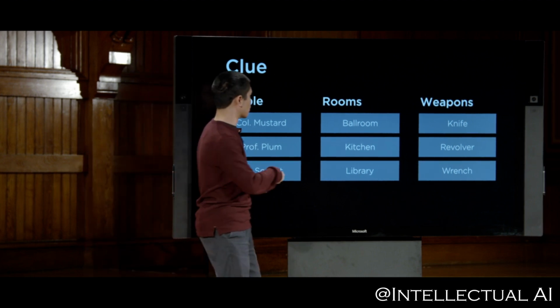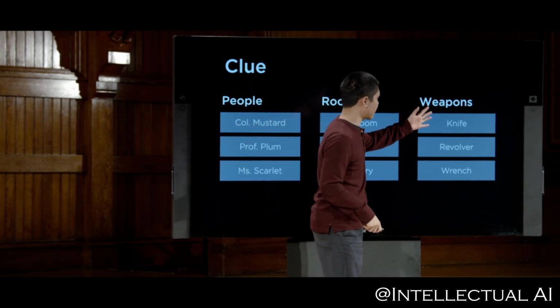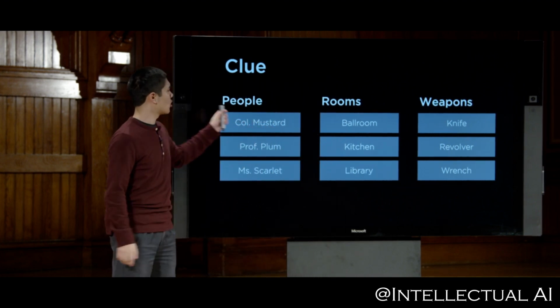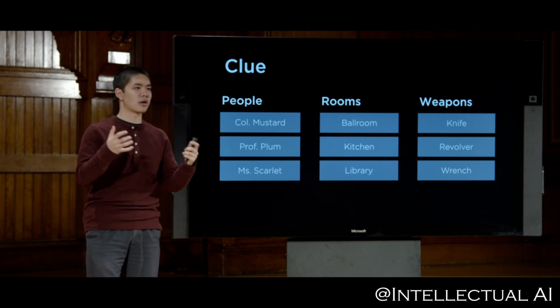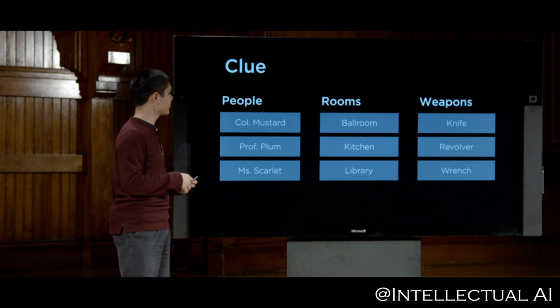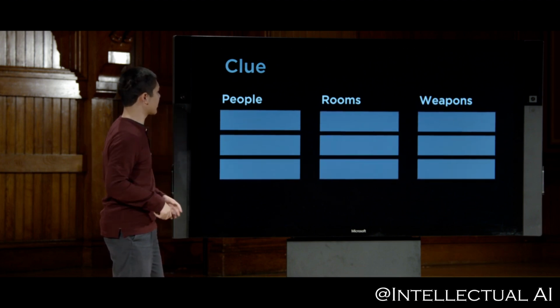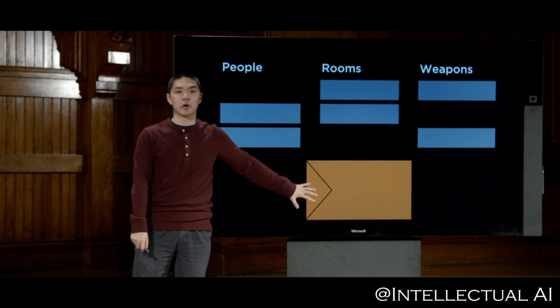There are a number of different rooms, like a ballroom, a kitchen, and a library. And there are a number of different weapons, a knife, a revolver, and a wrench. And 3 of these, 1 person, 1 room, and 1 weapon, is the solution to the mystery, the murderer and what room they were in and what weapon they happened to use. And what happens at the beginning of the game is that all these cards are randomly shuffled together, and 3 of them, 1 person, 1 room, and 1 weapon, are placed into a sealed envelope that we don't know.